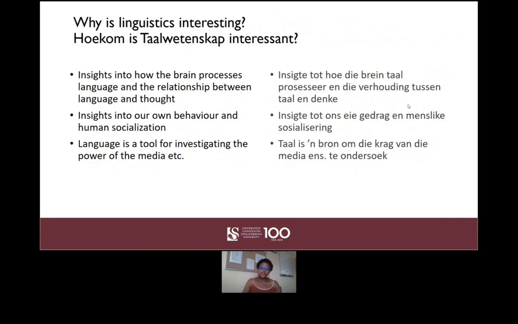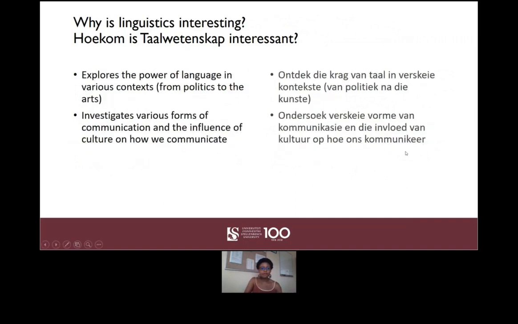Also, language is a tool for investigating the power of media. We've seen it even with the current situation of the pandemic. The way that we phrase things and sell it in media can be very persuasive and can sway many opinions. Linguistics also explores the power of language in various contexts, from politics to the arts. And it investigates various forms of communication and the influence of culture on how we communicate.